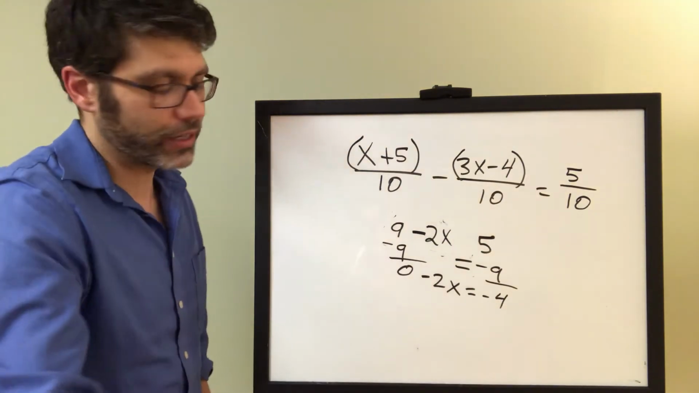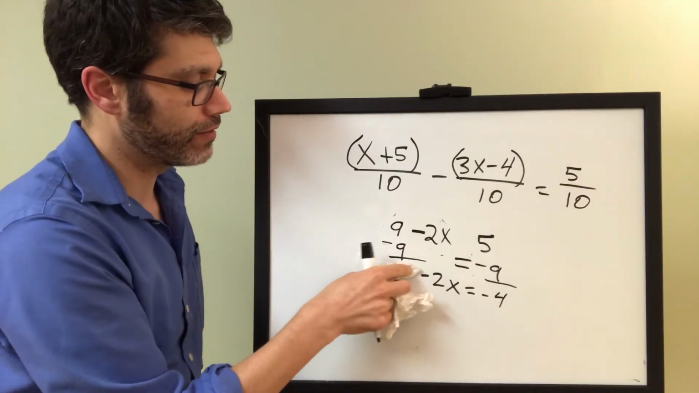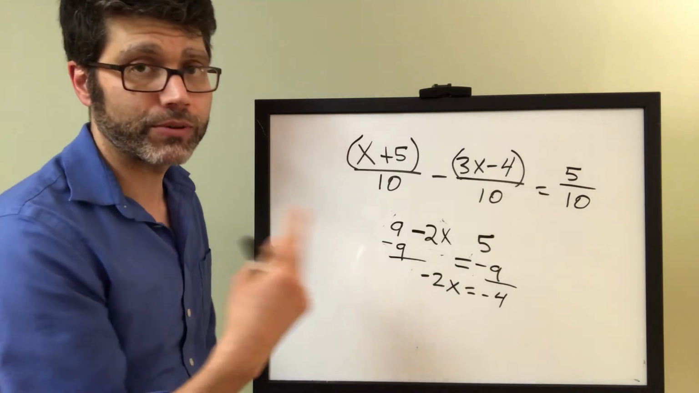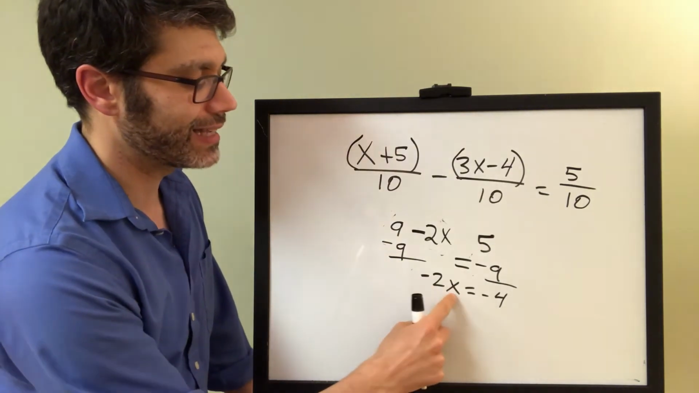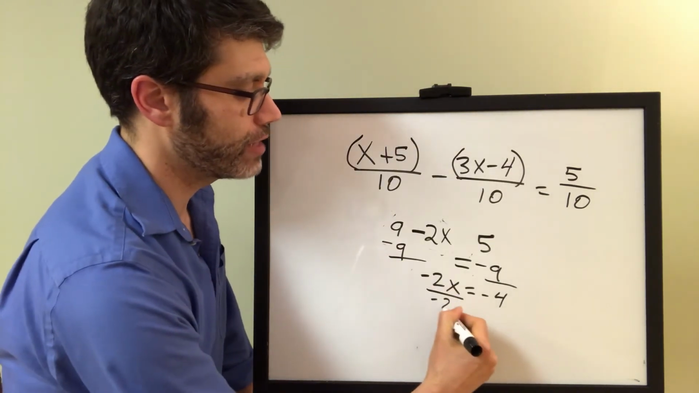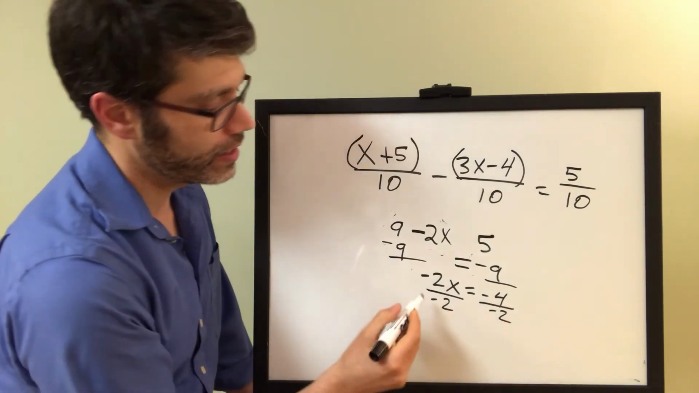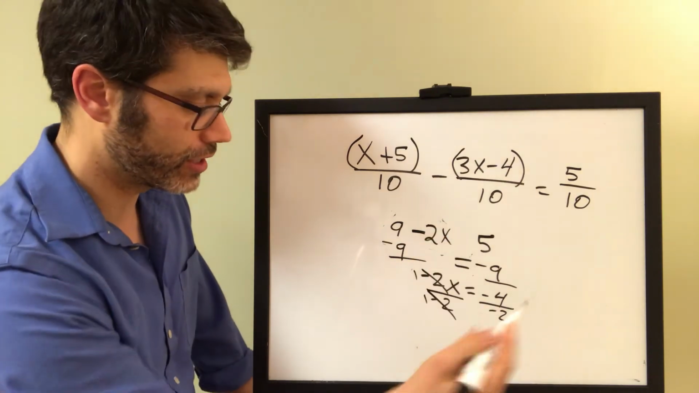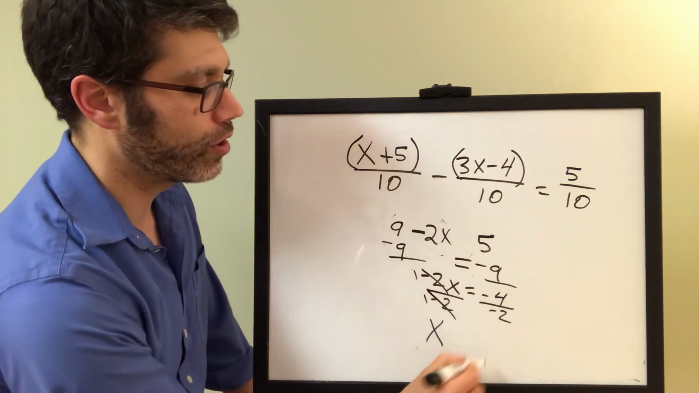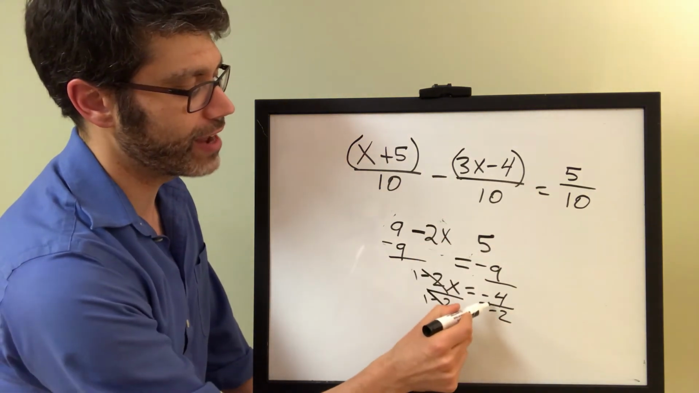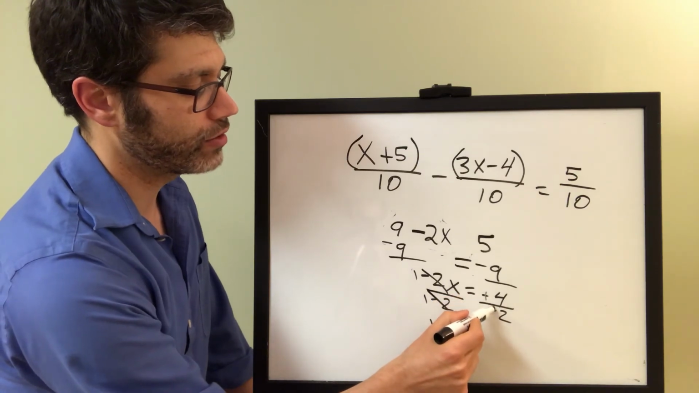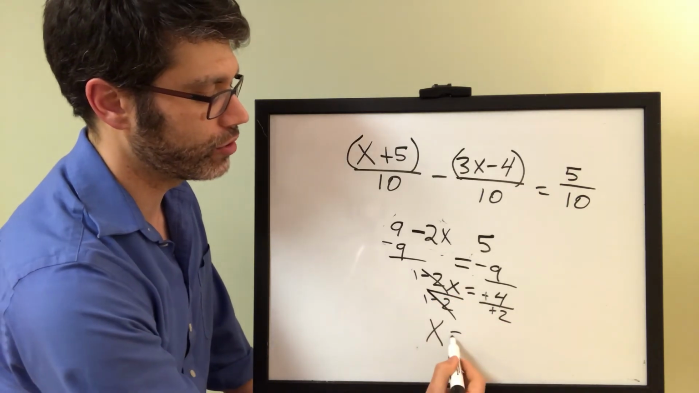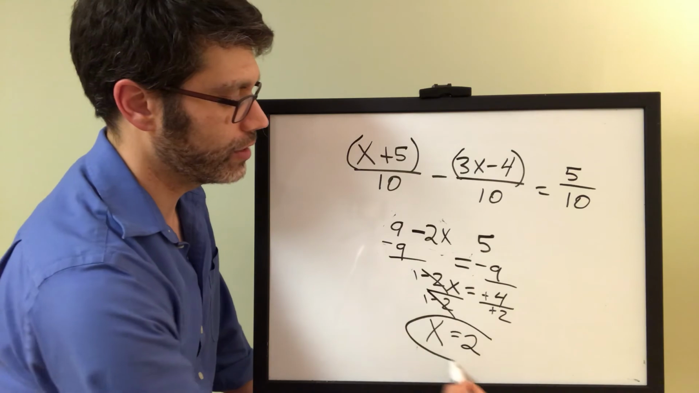And now we can divide both sides by negative 2, because the inverse operation that you do to isolate x here is you divide both sides by negative 2. Negative 2 over negative 2 cancels out just to 1. So it's 1 times x, which is just x. Negative 4 divided by negative 2. Two negatives make a positive, and 4 divided by 2 is 2. So x equals 2.